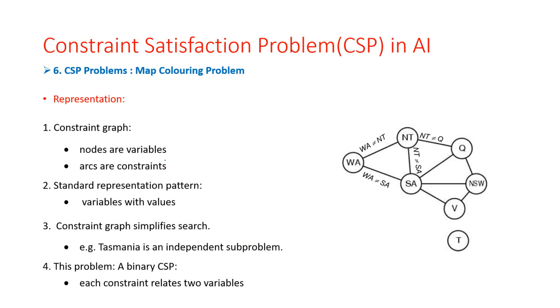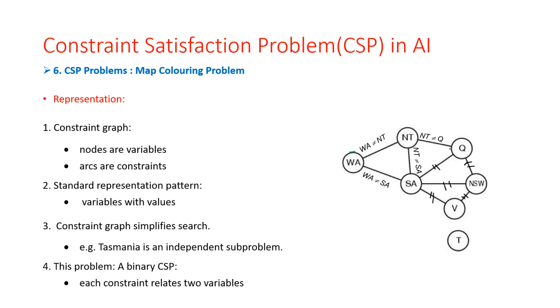So how to represent this? Okay, so in the constraint graph, nodes are variables. Whatever nodes we have, what will they be? Our variables. Arcs are the constraints. That means WA is not equal to NT, WA is not equal to SA, NT is not equal to SA, NT is not equal to Q, then again SA is not equal to Q, Q is not equal to NSW, SA is not equal to NSW, SA is not equal to V, and NSW is not equal to V.